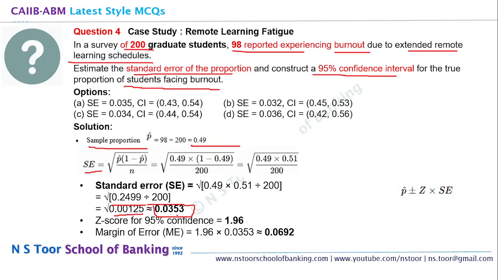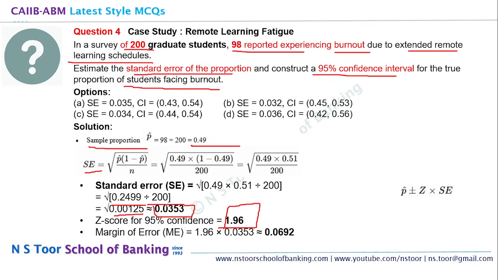So what is the standard error? Standard error is 0.0353 in case of the 98 students who have reported experiencing burnout out of 200 students. Now we have to find this 95% confidence interval. For that purpose, we should know the Z score to calculate the margin of error. To calculate the margin of error, we should have the Z score for 95% confidence, which is 1.96 as per the table.